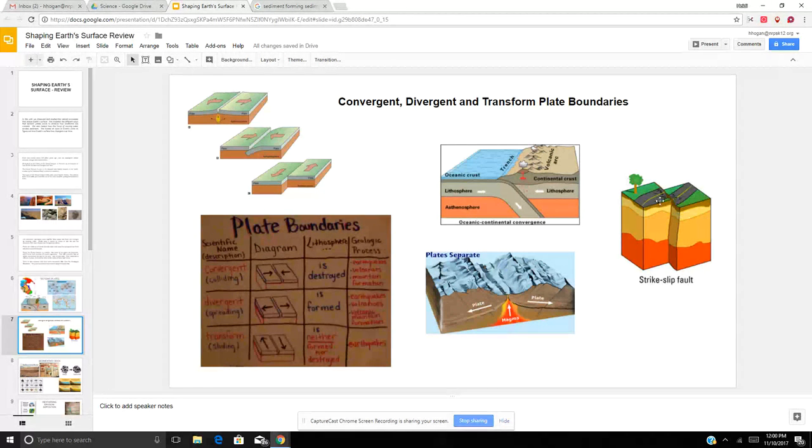So this is a transform, and you can see when they slide past each other, and you can see how with this road, it's causing an earthquake because the whole land has shifted. This is divergent, where the plates separate, and you can see the magma coming up, and that can cause a volcano or a volcanic mountain. And this is convergent, where they're pressing together, and we saw that on the previous page.